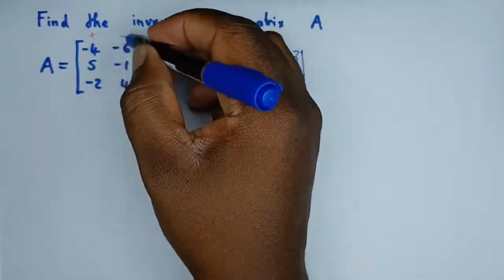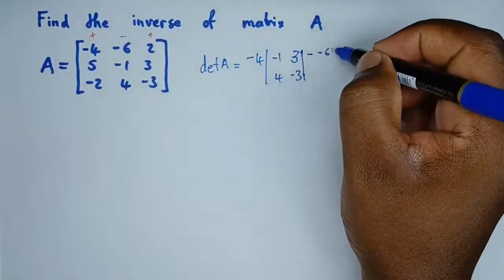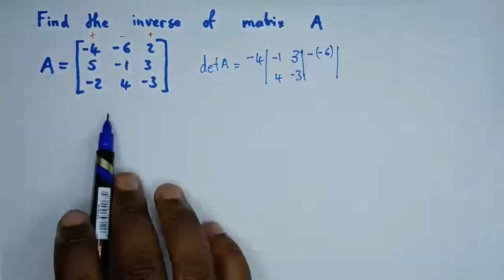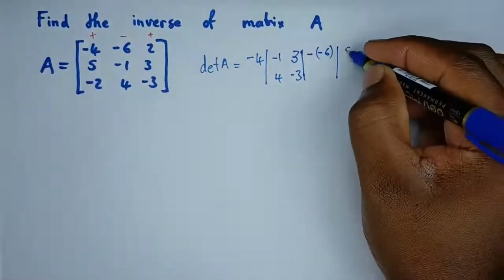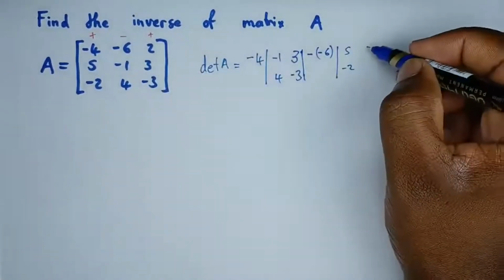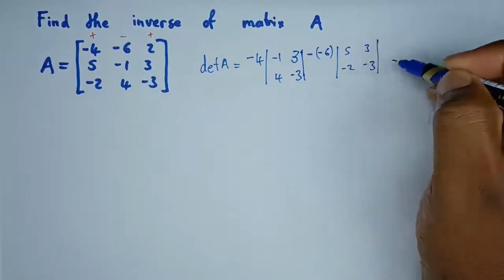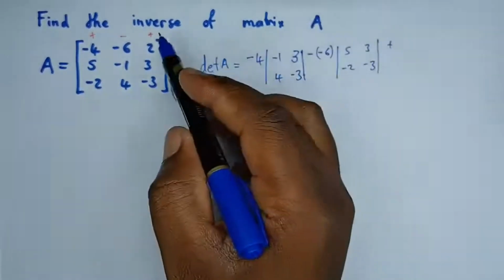Then we have negative there, so negative, like that. We create another 2 by 2, which is formed by 5, -2, 3, -3, like that. Then lastly, we have a +2 here.